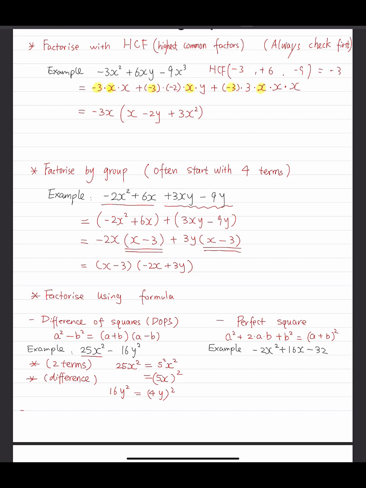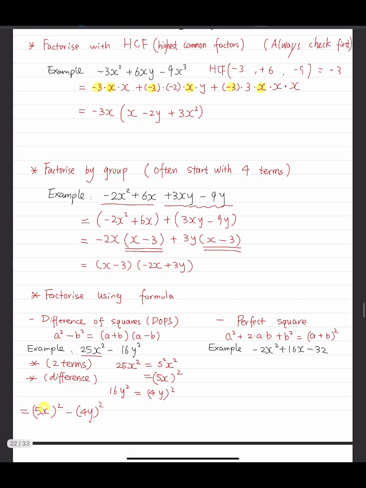So that equals to 5x squared minus 4y squared. So you now have identified this is your A and this is your B. Okay, so here you have the A and the B. So now being identified the two bases here, you can just put in the bracket. Okay, you put in the bracket.